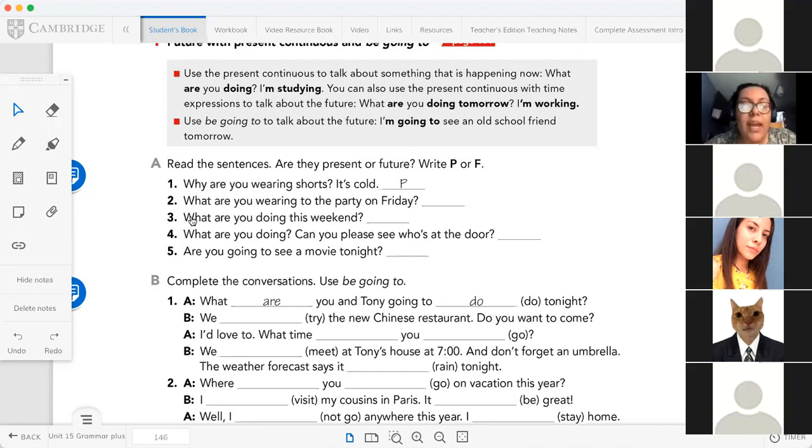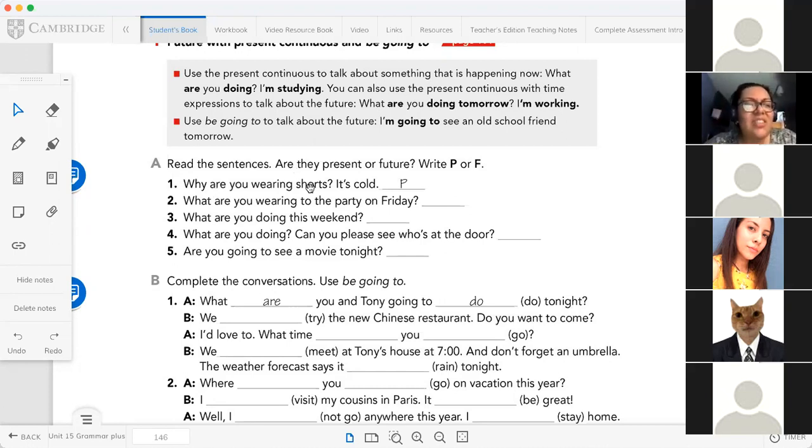We're going to do exercise A together, and exercise B we're going to work in teams, in the private spaces in Zoom, okay? So exercise A, read the sentences. Are they present or future? We have to decide what the intention of the sentence is, present or future, all right? So let's see, number 1.